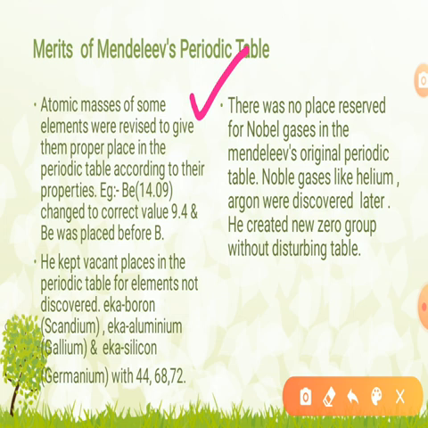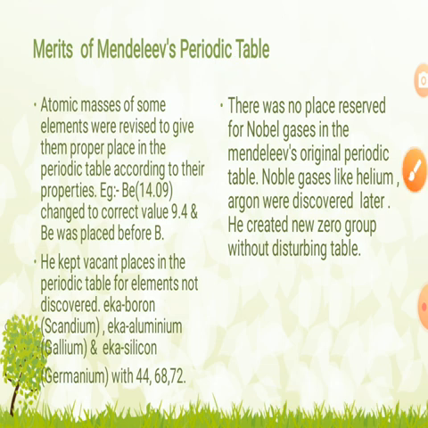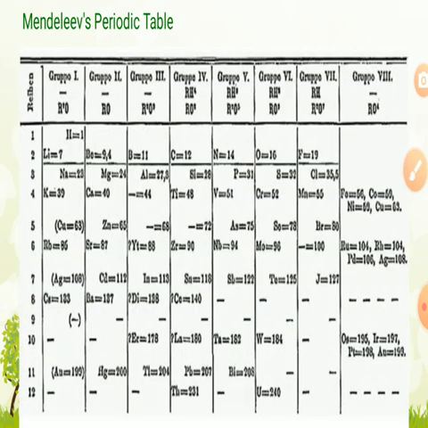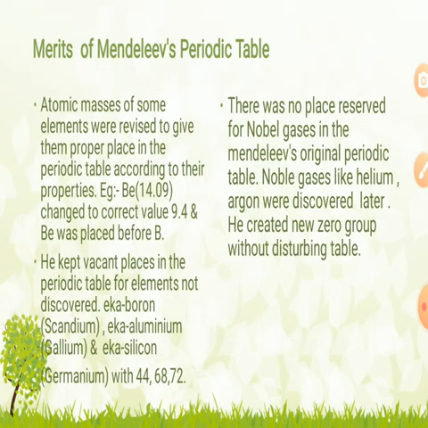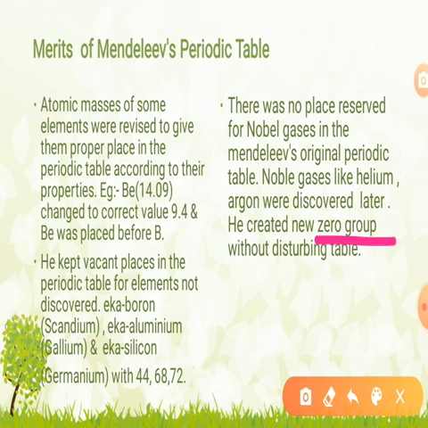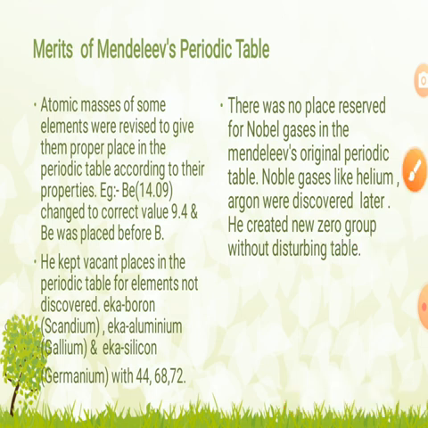The third merit was that in Mendeleev's original periodic table, there was no place for the noble gases. You can see here, is there any place for the noble gases to fit? No. So what he did was create one separate group called the zero group without disturbing his table, and these noble gases were fitted very well in his table. This is what we studied about its merits.